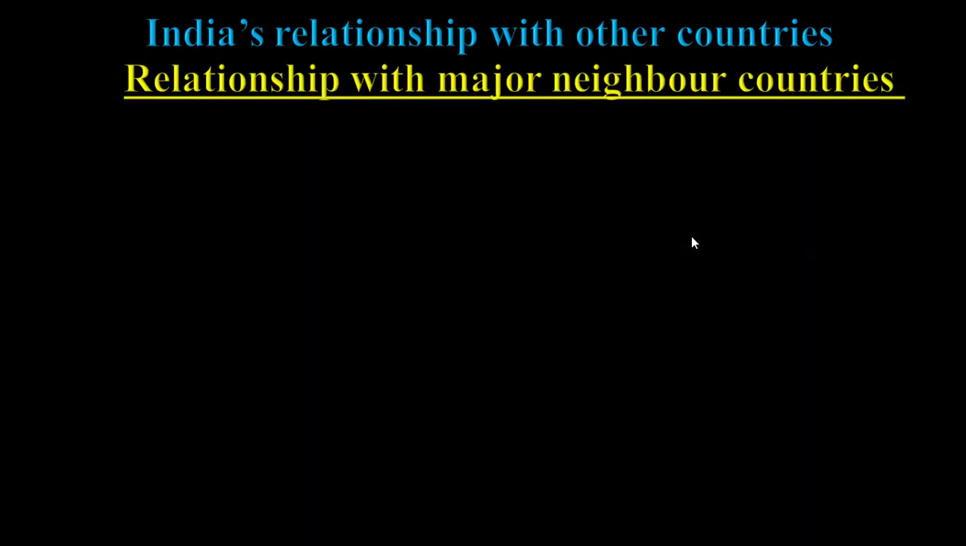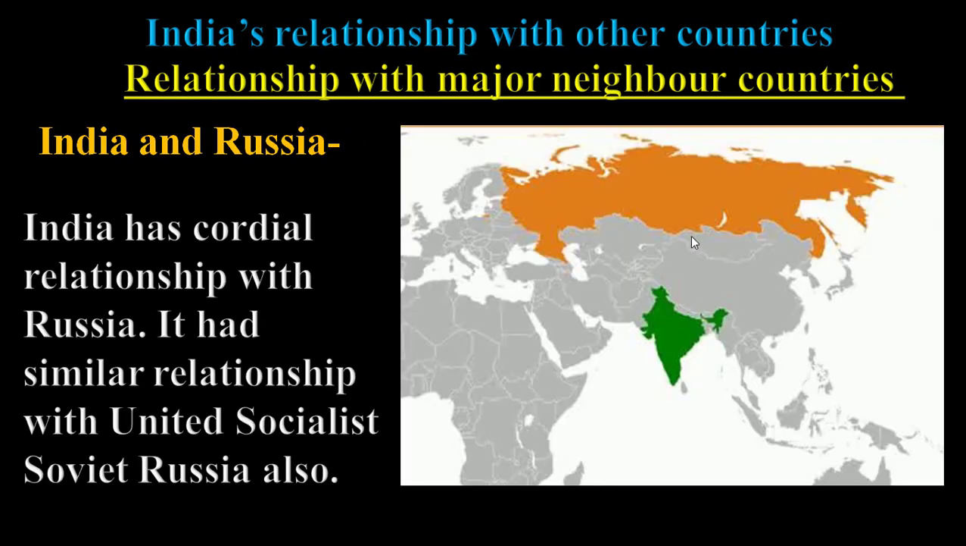Let's move on to India and Russia. You can see the two countries in the world, India and Russia. India has a cordial relationship with Russia. It had a similar relationship with the United Socialist Soviet Russia also. Before it was called the United Socialist Soviet Russia, USSR, and now it is called Russia.